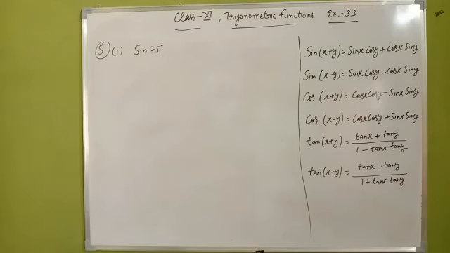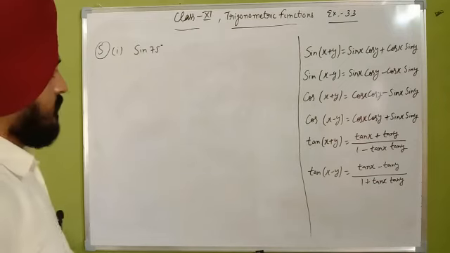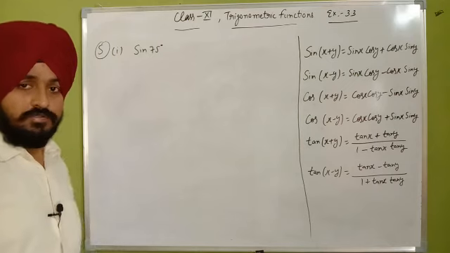Question number 5. I have written there some identities on the right hand side of the board, that is sin x plus y equal to sin x cos y plus cos x sin y, sin x minus y equals sin x cos y minus cos x sin y. Similarly for cos and tan are there. So you have to learn these identities because these are very helpful in the further questions.